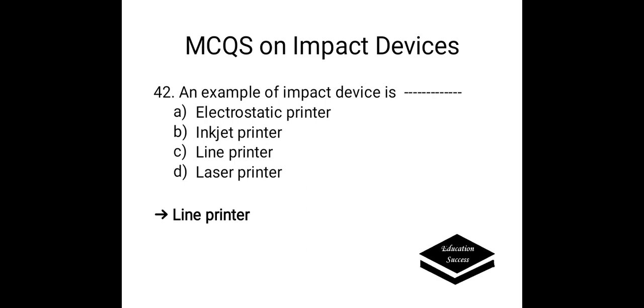An example of impact print device is options are A. Electrostatic printer, B. Inkjet printer, C. Line printer, D. Laser printer. Correct answer is line printer. An example of impact device is line printer.